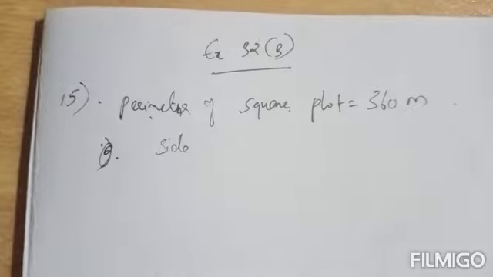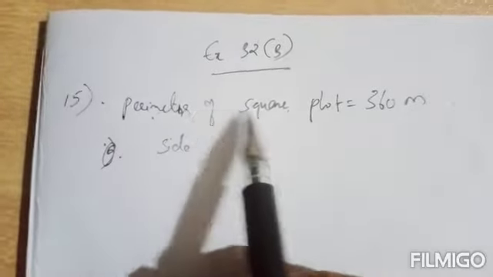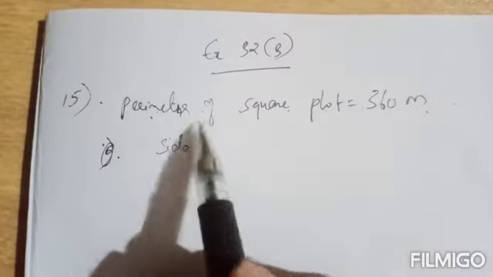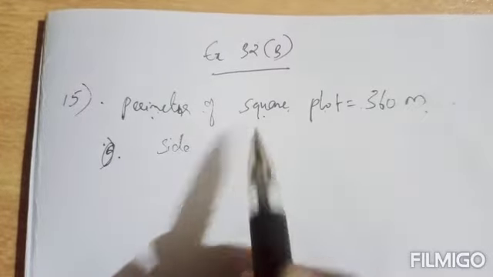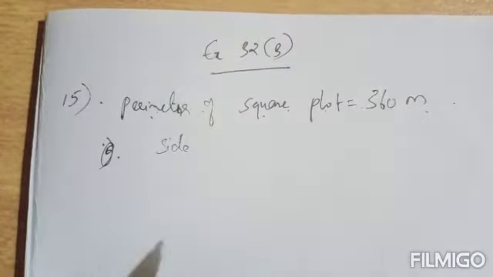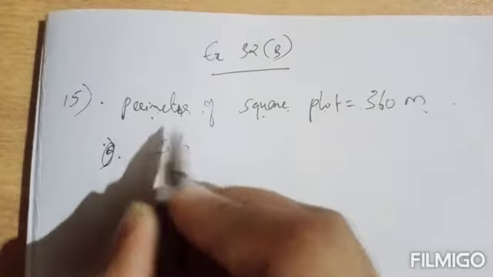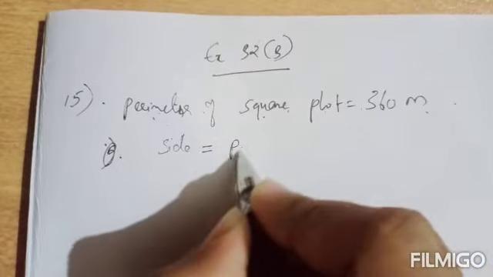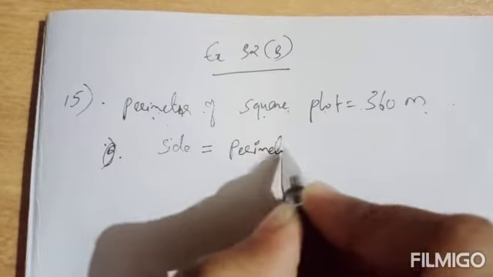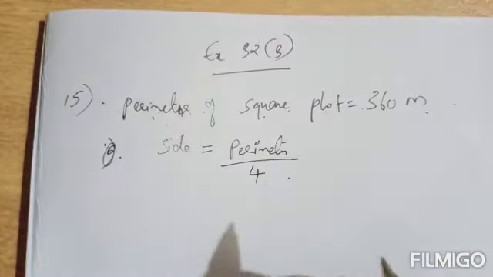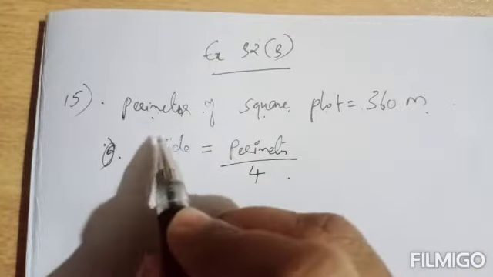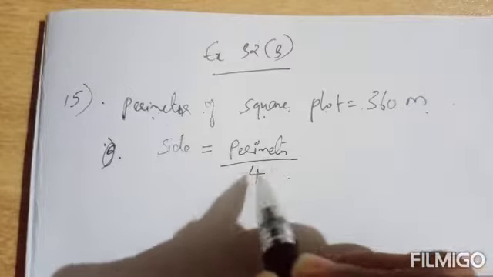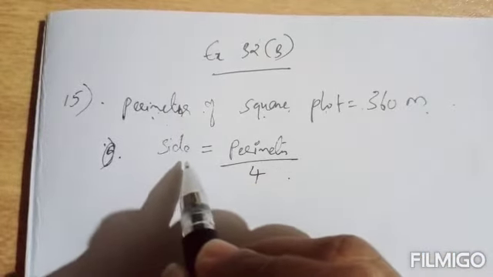So here, what is given in the question? The perimeter of the square plot is 360 meter. So perimeter of the square is given, and from that we can find the side. If perimeter is given, how can we find the side? We know the formula: side equals perimeter divided by 4. In case of a square, if perimeter is given, then side equals perimeter divided by 4. You will get the side of the square plot.